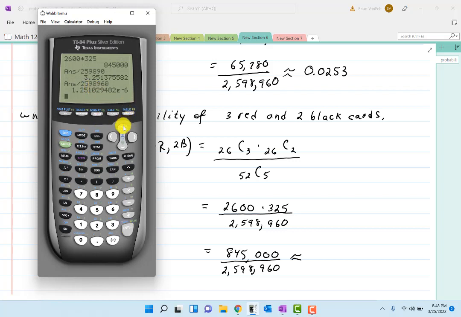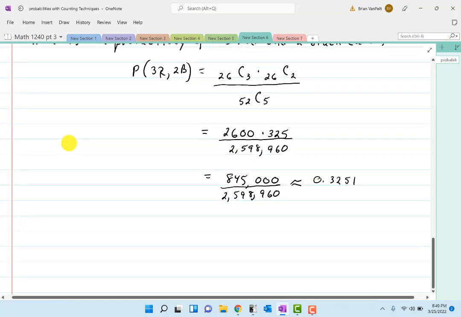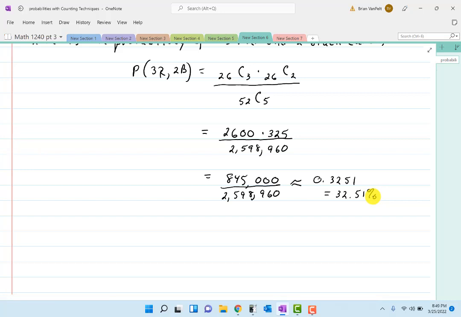Ooh, crushing. I took the answer again, so let's do this. Divided by 2,598,960. Finally, what are we going to get? 0.3251. And if you want, somewhere in the homework, they ask for a percentage even, I think. So instead of that, you can use 32.51%. So a percentage to 2 decimal places is the same as a decimal to 4 decimal places.